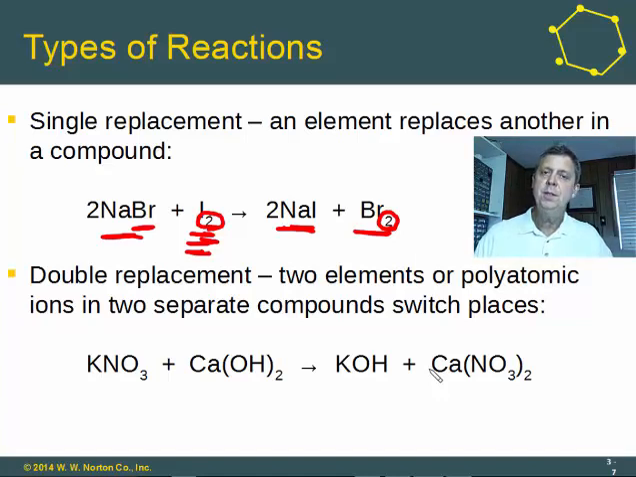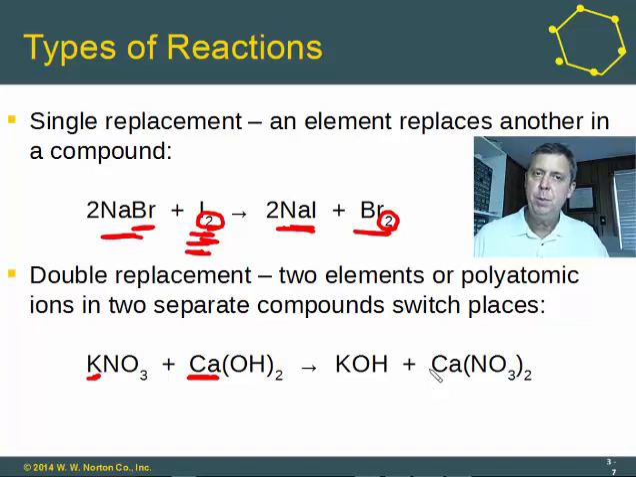Double replacement reactions. Basically, we're taking two ionic compounds and the cations are switching places. Well, or the anions. This ends up being the same thing effectively. In this case, potassium nitrate and calcium hydroxide. Well, the potassium ion is taking the place of the calcium ion. They're switching places. But when they do this, we need to make sure the charges of each compound balance.